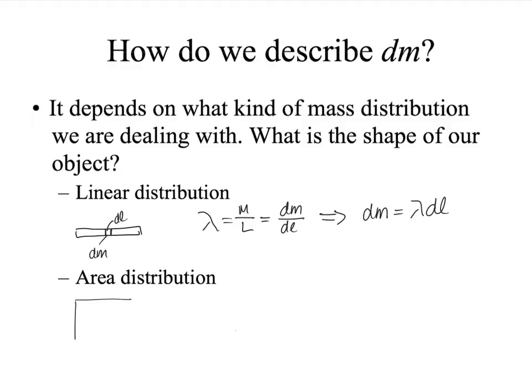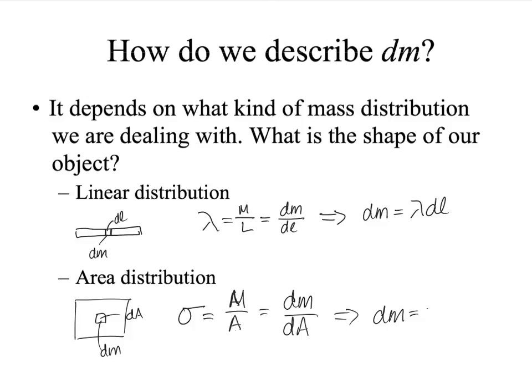Similarly, if I have an area that our mass is distributed over, I commonly use the letter sigma to designate the mass over the area, or dm over dA, because if I take a little piece of this, it's a little piece of area, but it's also representative of a piece of mass. So we could rearrange this to write dm in terms of dA.